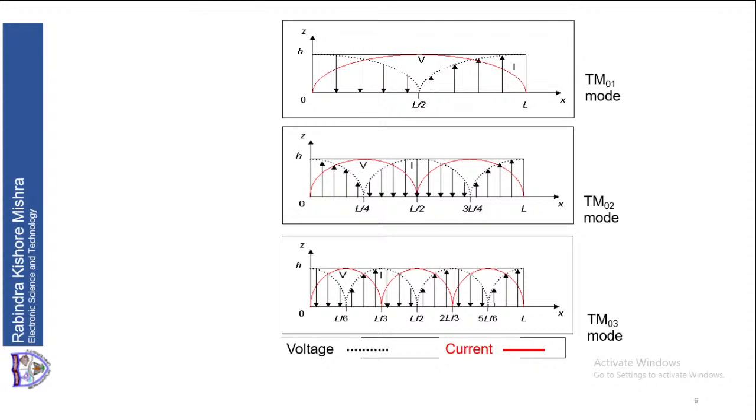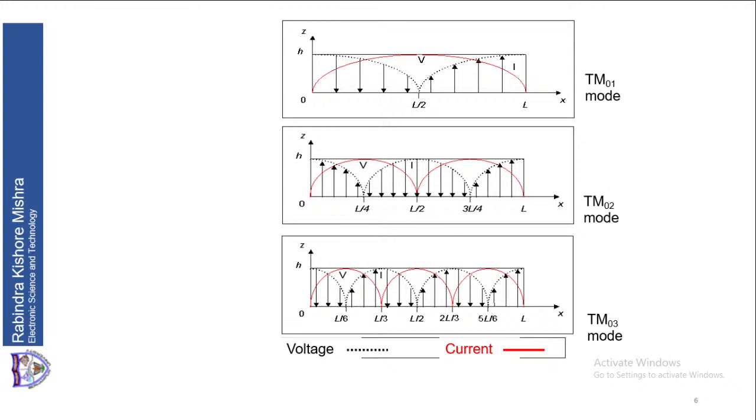If you look at the dominant mode, at both the edges, x equal to 0 and x equal to L, you will have maximum voltage because of the open circuit. At the center, you will have 0 voltage, so you can see the dotted line is maximum at both the edges and 0 at the center. Similarly, current will be 0 because of the open circuit at both the edges, and current will be maximum at the center. The red line shows the maximum current.